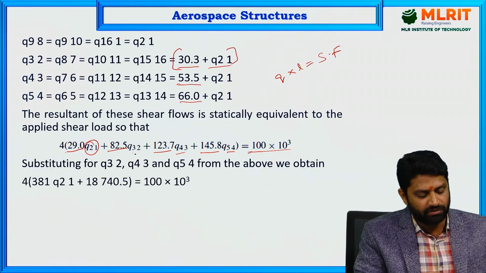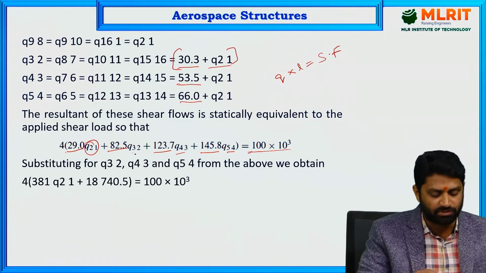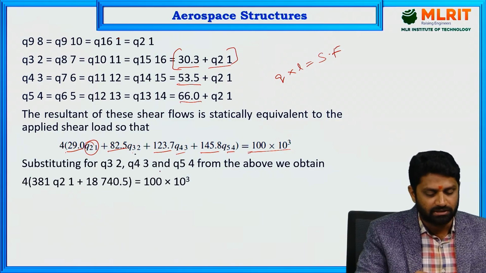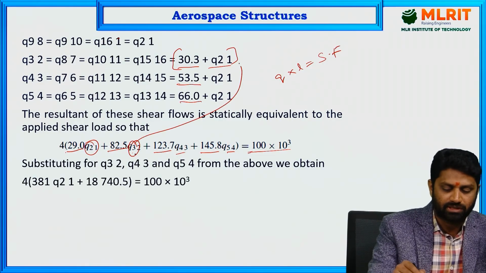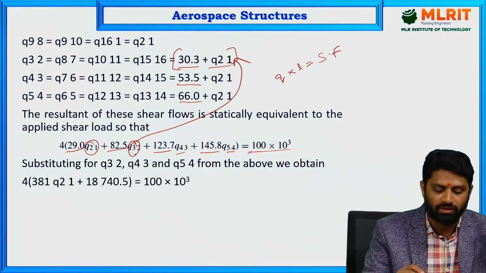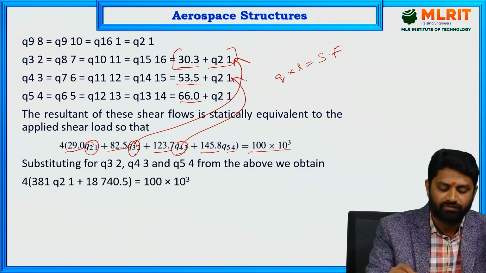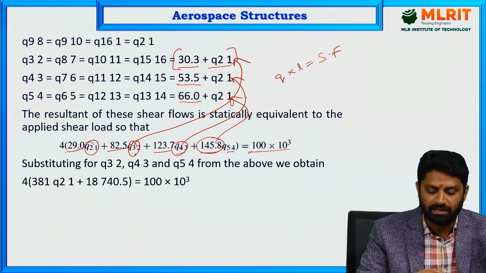From the above equation, we convert everything into Q21 by using the previous expression, substituting everything. For 3.2, substituting, it is equal to 30.3 into Q plus Q21. For 4.3, substituting 53.5 into Q21. For 5.4, I am substituting 145.8 as 66 plus Q21. So now all the shear flows will be in terms of Q21.